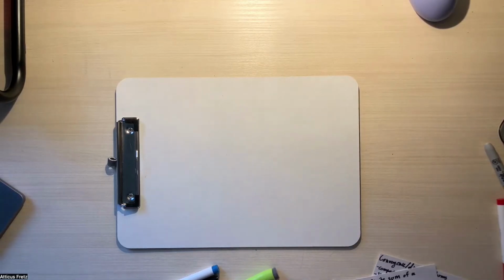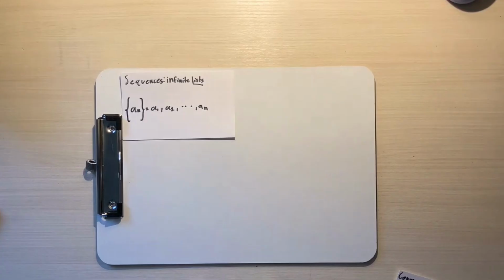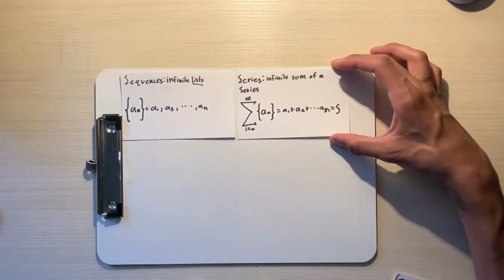We started off talking about sequences, or infinite lists. Brackets a sub n equals a1, a2, a3, all the way up to a sub n. Just an infinite amount of numbers, right? Lots of numbers. We then converted that into series by adding all of those terms together.